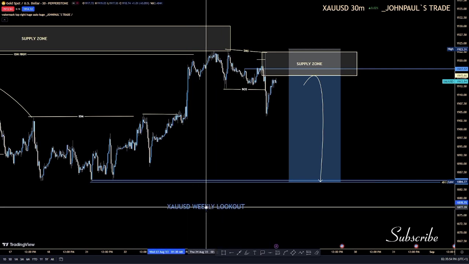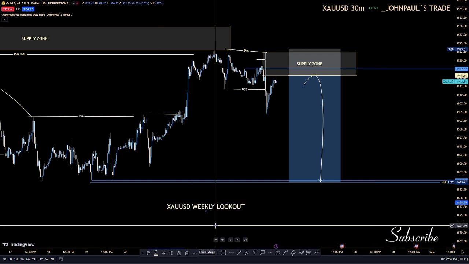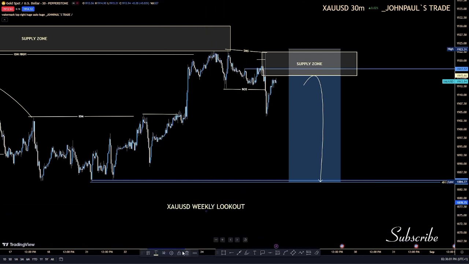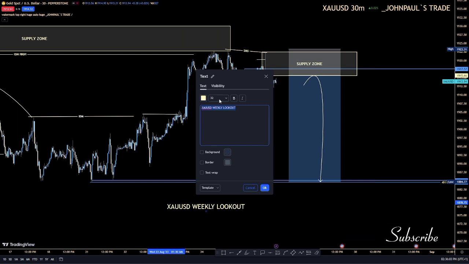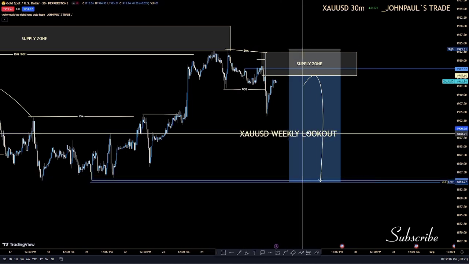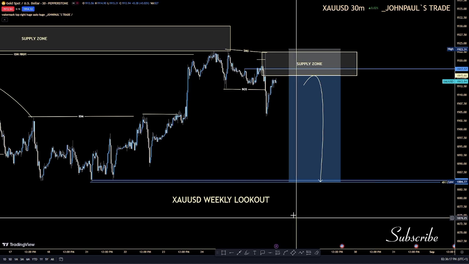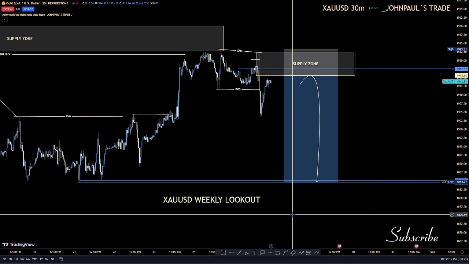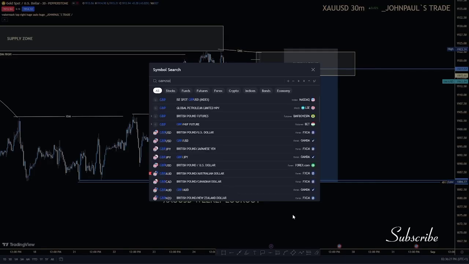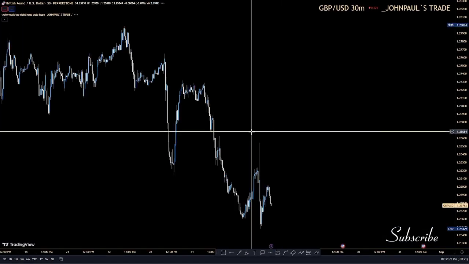Okay guys, so that is it guys. So we are about to enter on GBP USD guys. Okay, we're going to enter on GBP USD. This is our lookout on Xauusd. Okay, guys. So we're about to enter on GBP USD. Stay tuned, guys.